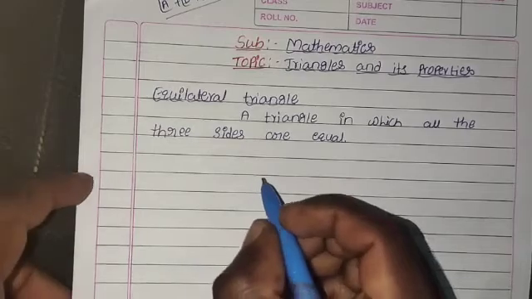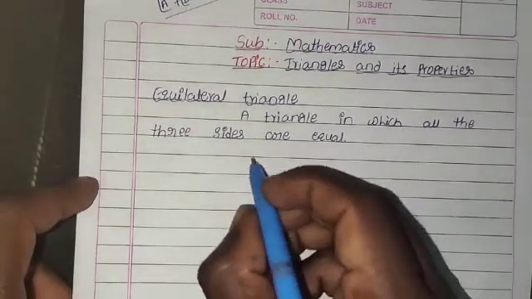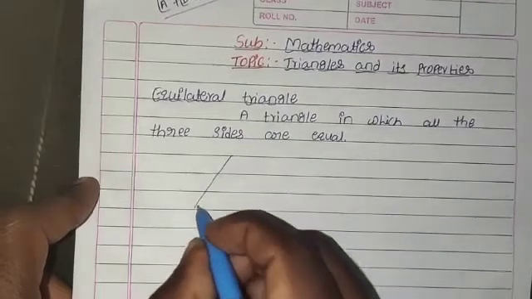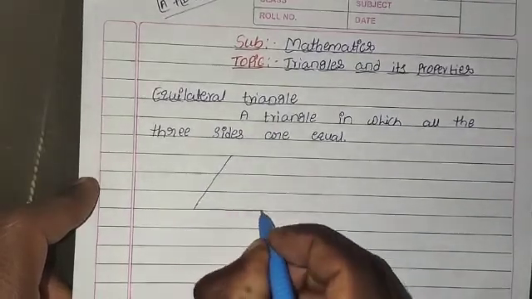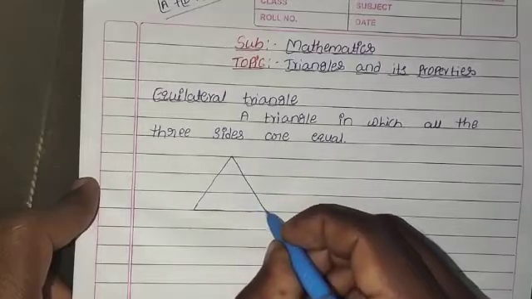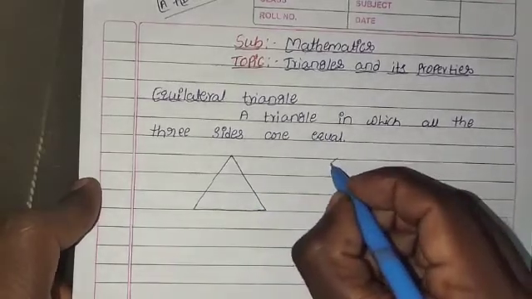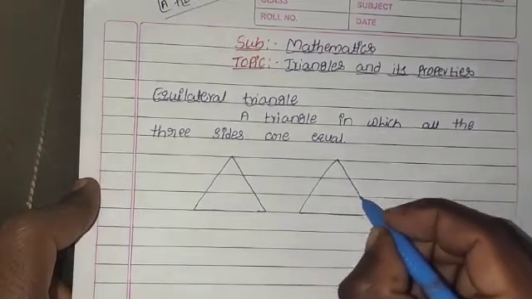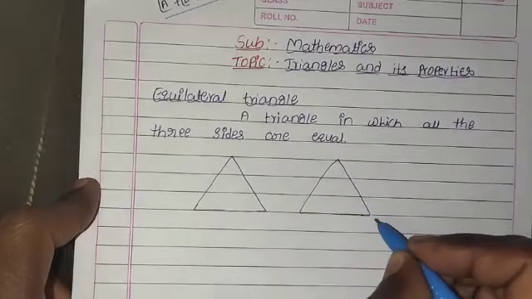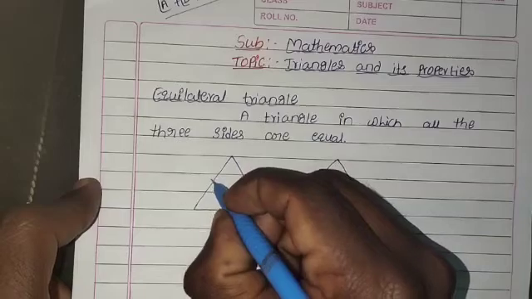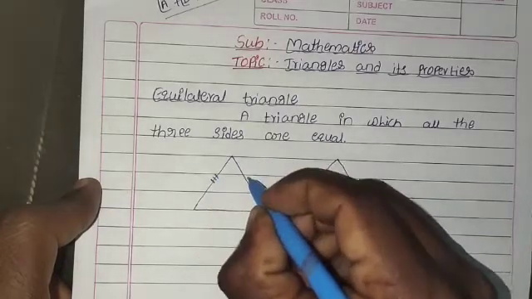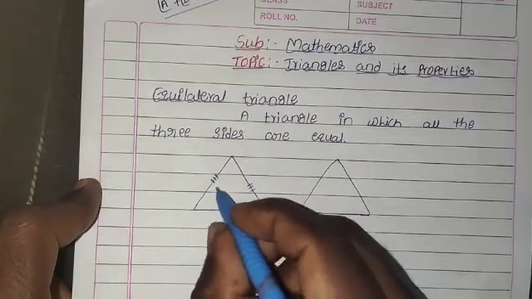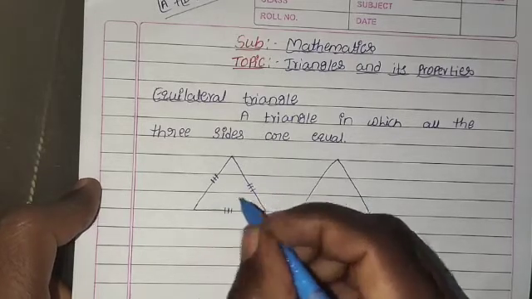Now we should draw two identical triangles like this. This is one triangle, and this triangle is identical with this. Just imagine these two are equilateral triangles. All the three sides are equal like this. This symbol indicates equilateral triangle.